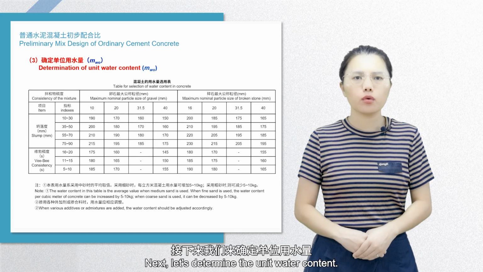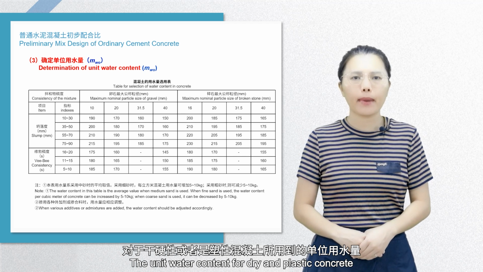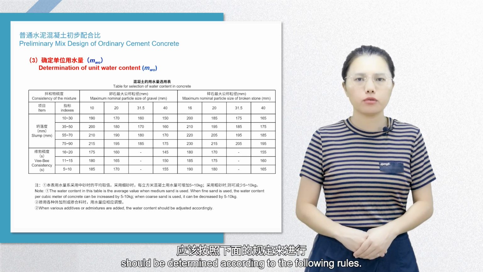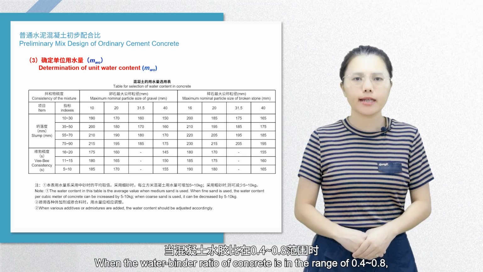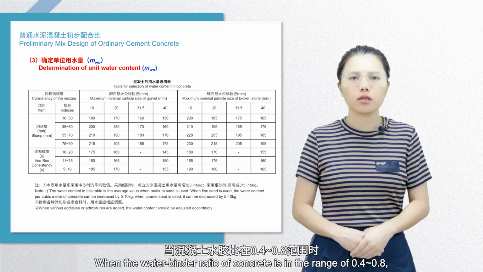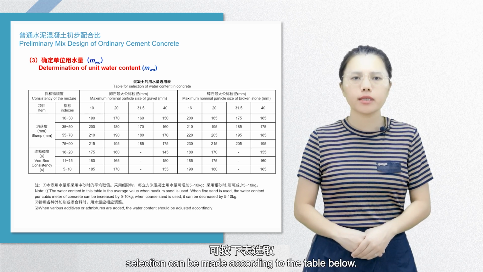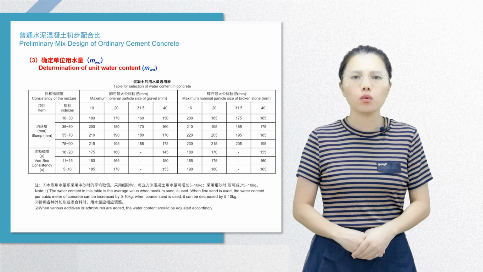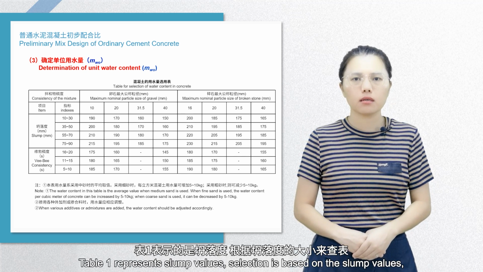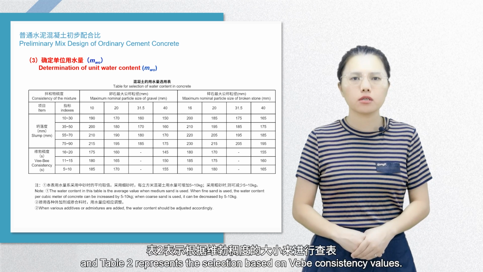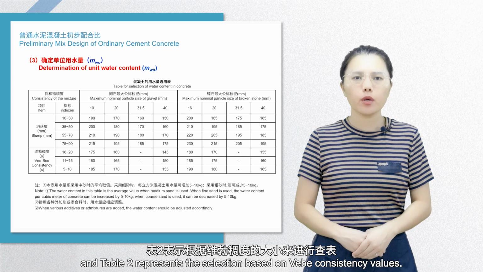Next, let's determine the unit water content. The unit water content for dry and plastic concrete should be determined according to the following rules. When the water binder ratio of concrete is in the range of 0.4 to 0.8, selection can be made according to the table below. Table 1 represents slump values. Selection is based on the slump values, and Table 2 represents the selection based on VB consistency values.